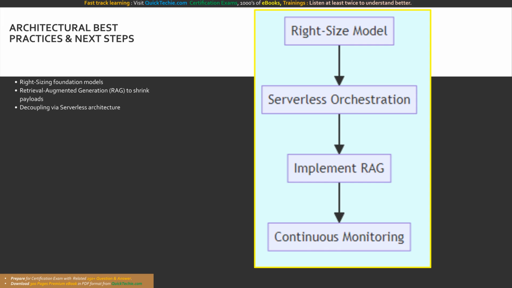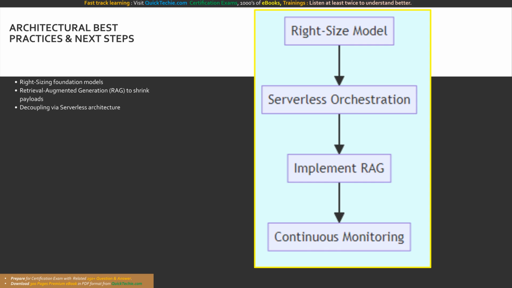True cost optimization requires a holistic end-to-end architectural approach. First, always apply the principle of right-sizing. Do not automatically default to the largest, most expensive foundation model available. For simple classification or routing tasks, utilize lightweight, cost-effective models. Reserve the expensive, heavy reasoning models strictly for complex analysis.